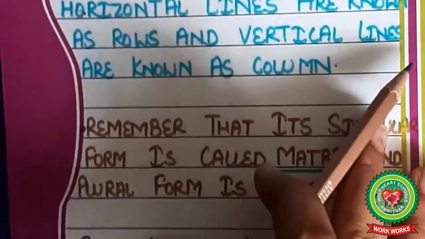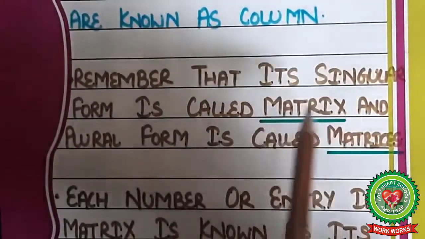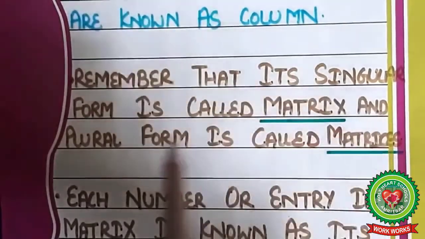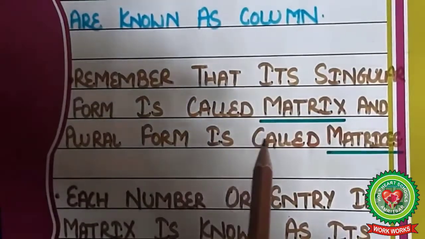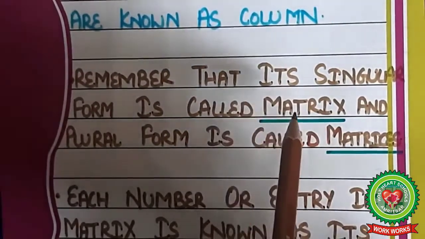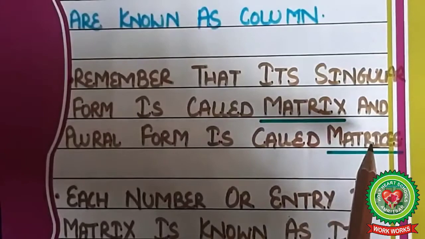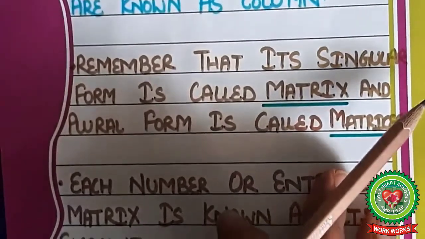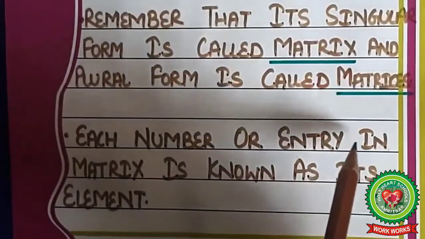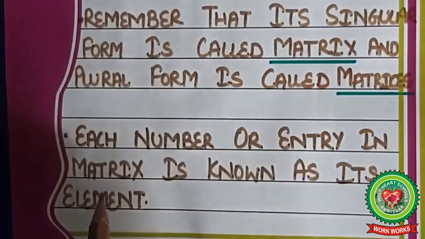Now remember that matrix is the singular form and plural form is called matrices. Means if there is one single matrix, it is known as matrix, but if there are more than one, they are known as matrices. Now remember one more thing, children. Each number or entry in a matrix is known as its element.